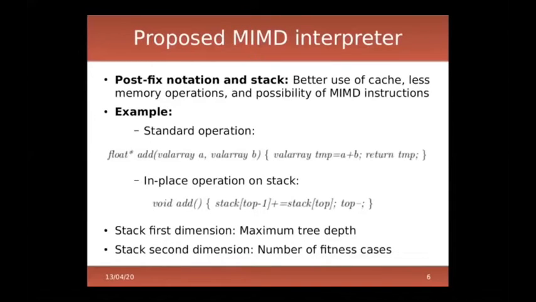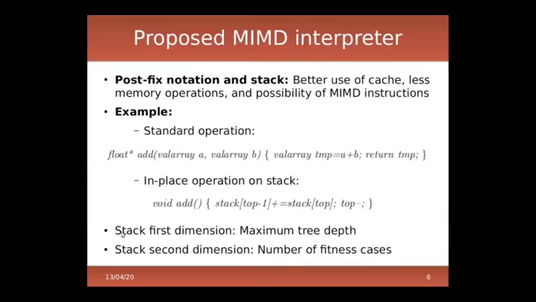So now we move to the proposed interpreter. We use a postfix notation and a stack. For example, in a standard operation, for A plus B, we would do A plus B, assign it to a temporary array, and return it. Using the stack, we push A onto the stack, then we push B onto the stack, and we sum the top minus 1 plus top and decrease the top by 1. So we have in-place operations and do not need to assign the result to temporary variables.